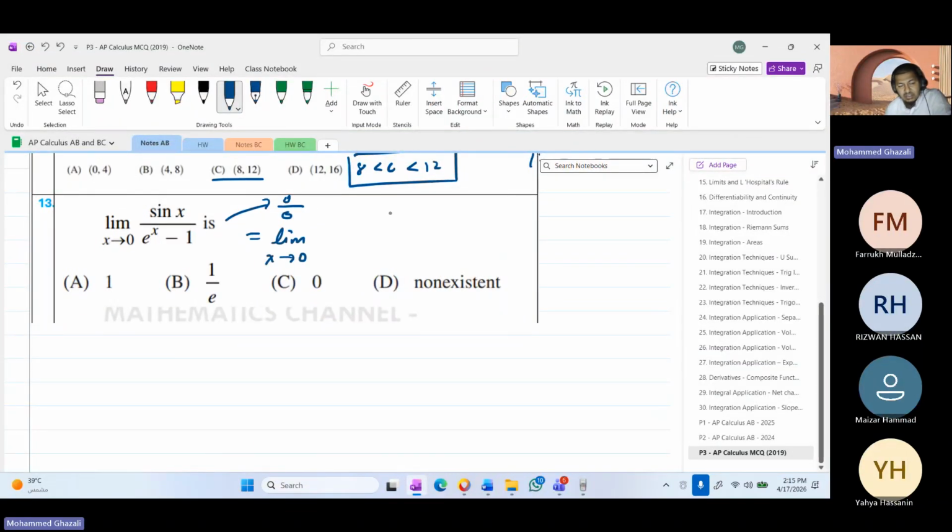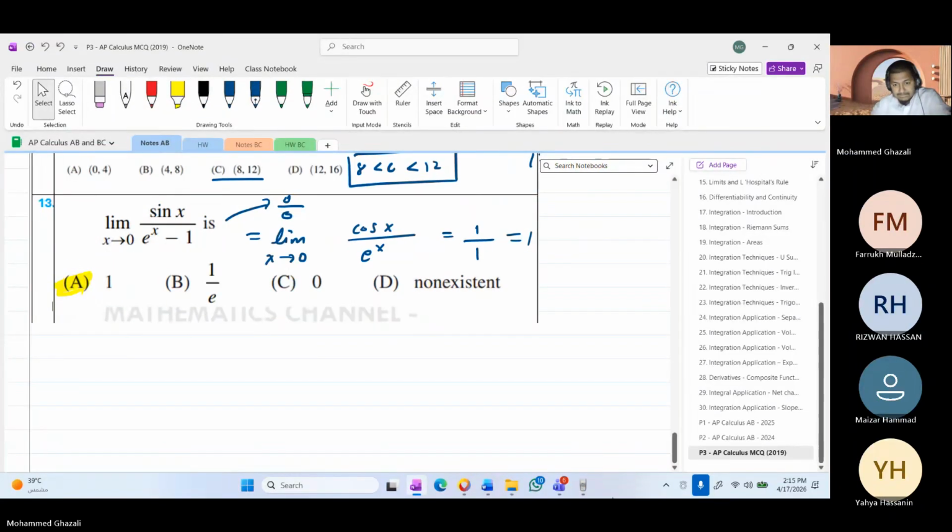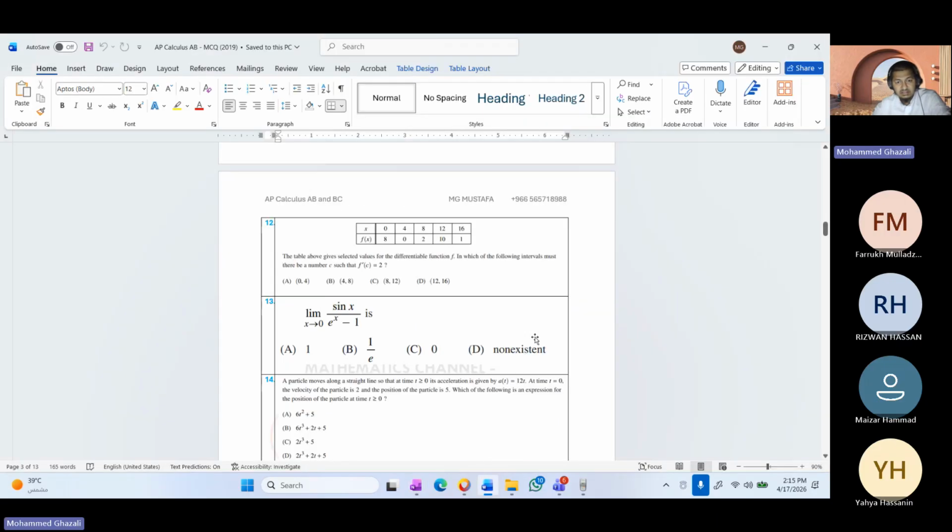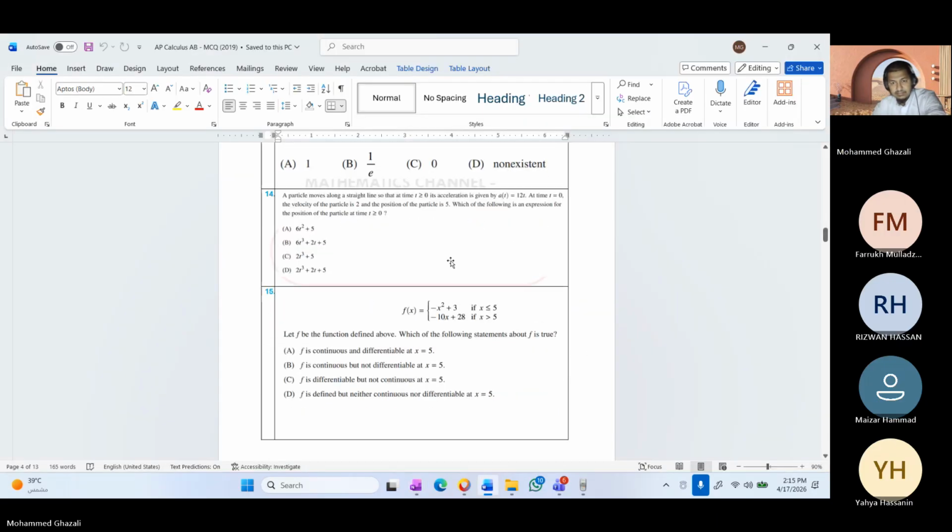Differentiate sine x, we get cos x over e to the power x. But now e to the power 0 is 1. So 1 over... wait, how did you get 1 over 0? Cos of 0, because cosine of 0 is 1. And e to the power 0 is 1. So it's 1 over 1. Yeah, 1 over 1, you're right. It will be 1, my bad. Right, excellent, guys, excellent stuff.